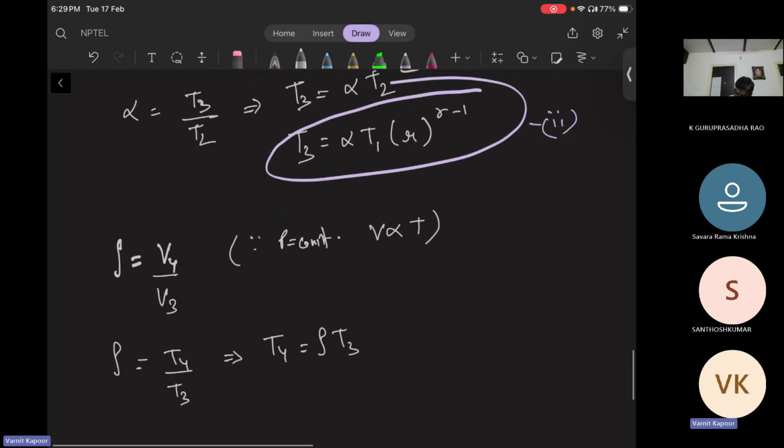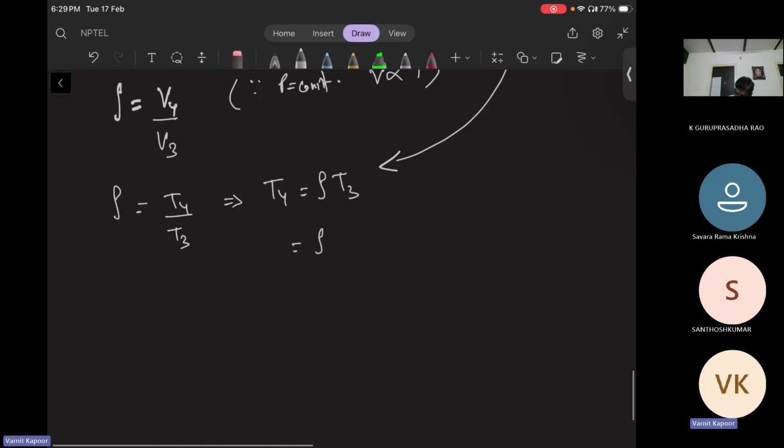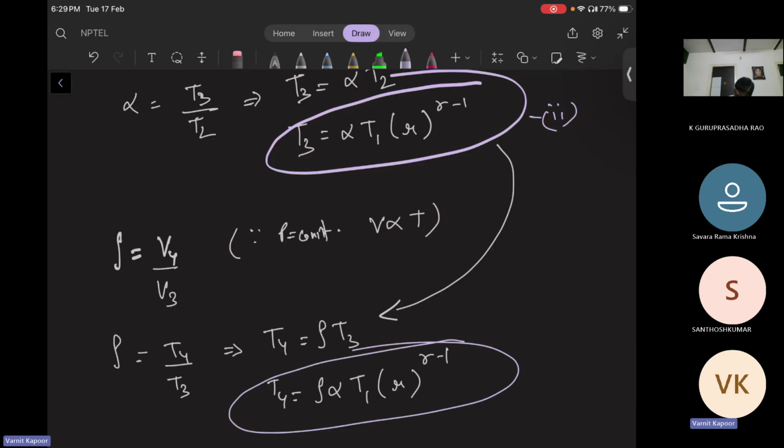And now again you have T3. Put this T3 here. So that will be rho times alpha T1 r to the power of gamma minus 1. This is your T4. Again, your T4 has also come. Let us say it is equation number 3.